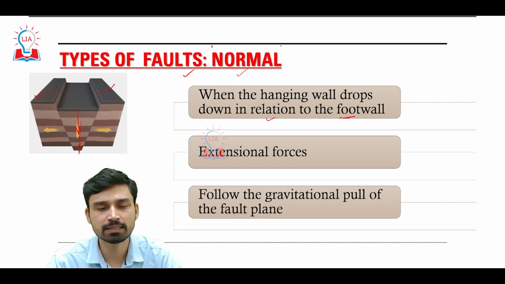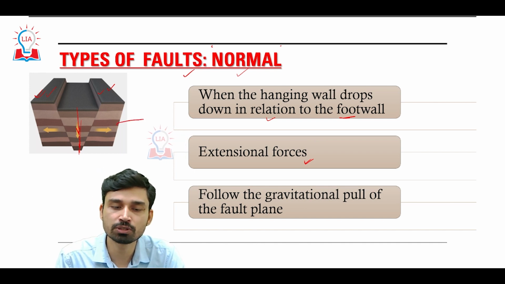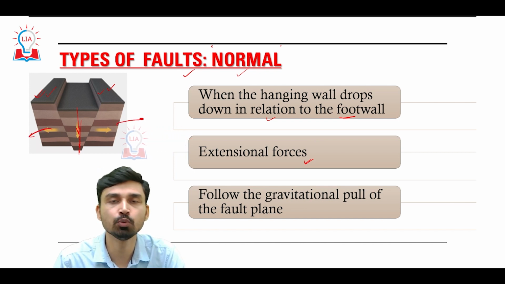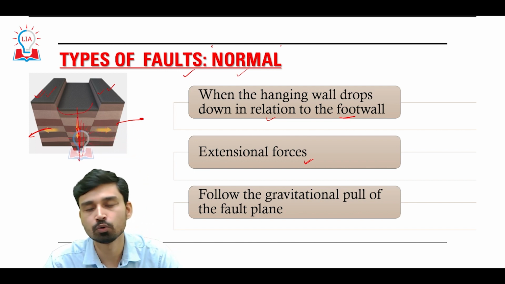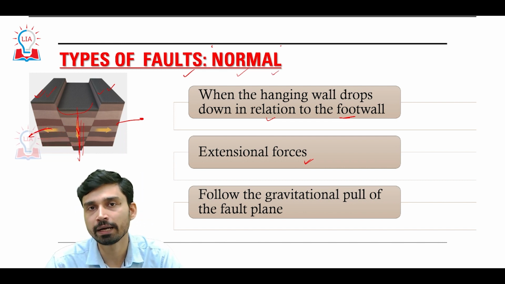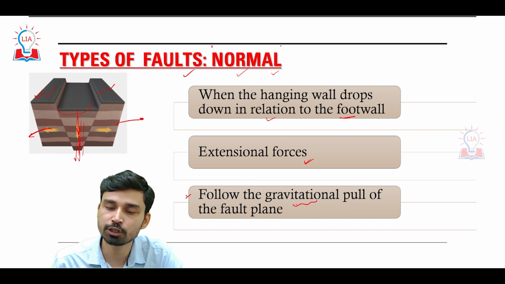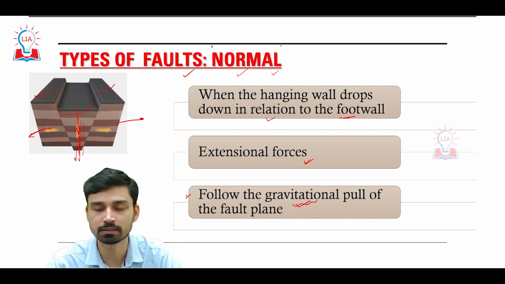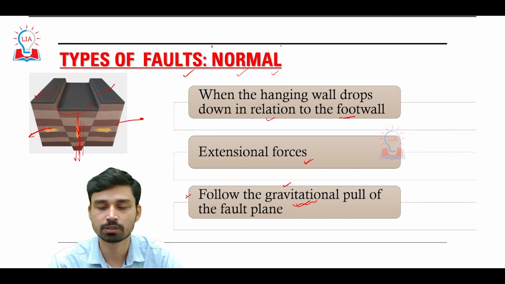Normal fault is developed due to extensional forces. Extensional forces means the forces that are pulling these two parts of the plates in opposite directions, and as a result the central part starts to move in the downward direction. And the reason why it is called normal is not because this is the most common type of fault we find, but because in this kind of motion the movement of the plate is following the gravitational pull, a natural force exerted by the earth's surface, and that is why it is seen to be going in the normal direction as far as the gravitational force is concerned. So it is due to this reason that this fault is called the normal fault.